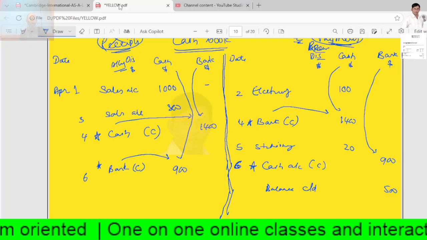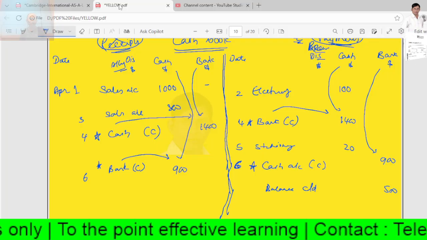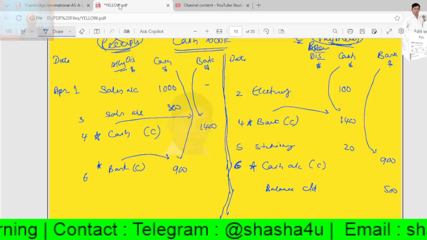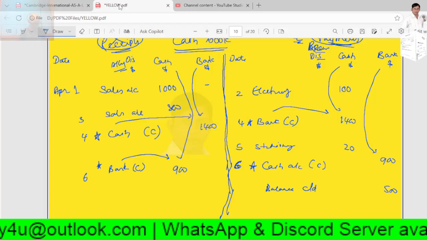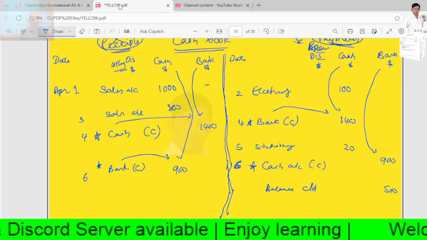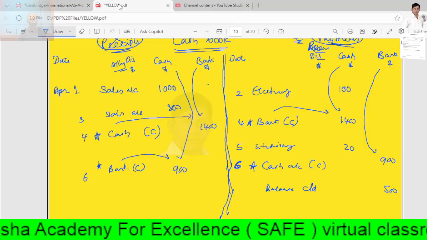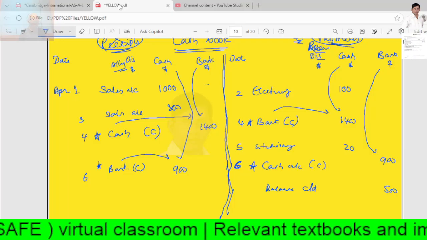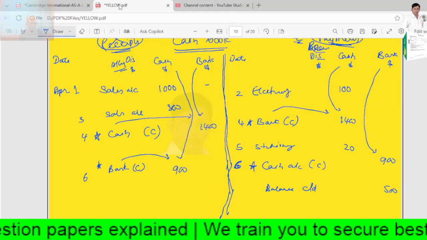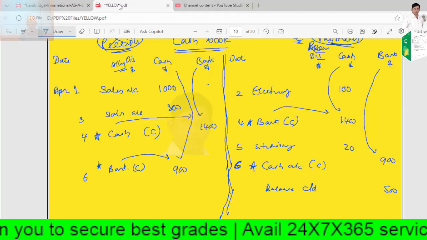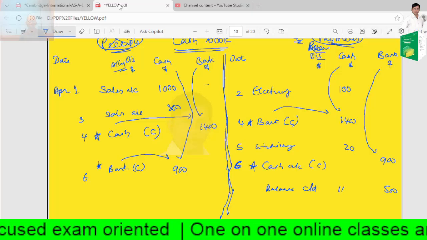Here, 1800 plus 900 is 2700. 2700 minus 1520 will be 1180. So here will be 1180.